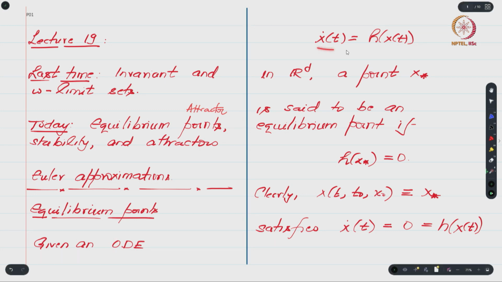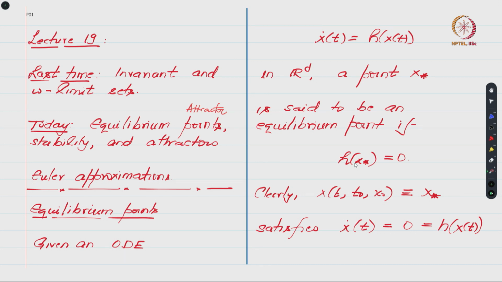So, given an ODE x dot of t equals h of x t in Rd. When I say an ODE is in Rd, I mean that this function h is a map from Rd to Rd. With respect to such an ODE, a point x star is said to be an equilibrium point if h of x star is 0. Whatever vector x star is such that h of x star is 0, such a point we will refer to as an equilibrium point. So, why is this point special?